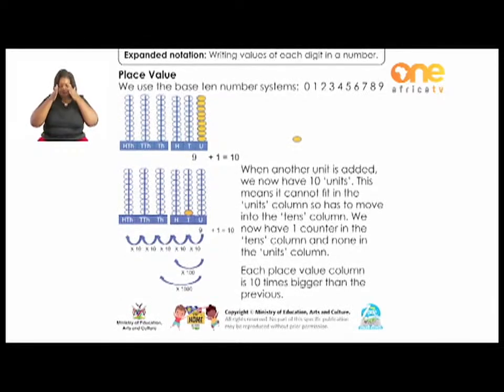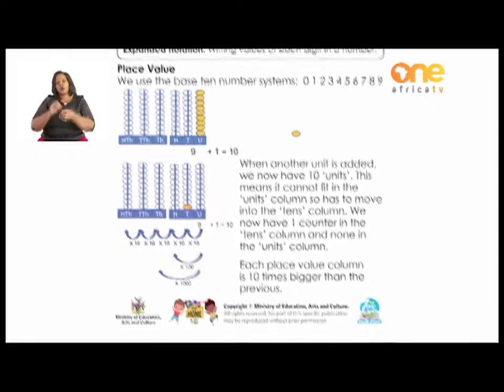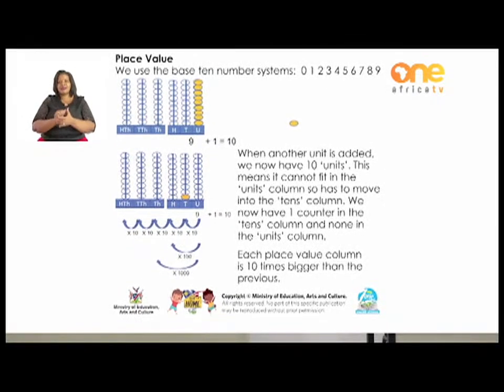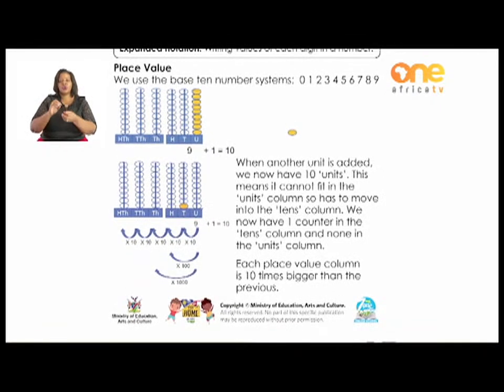Place values. We use the base 10 number system, meaning from 0 to 9. You can see the numbers which are listed there: 0, 1, 2, 3, 4, 5, 6, 7, 8, and 9. Look at the first picture which is indicated there, the diagram.